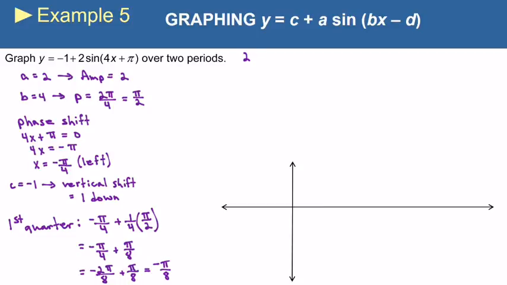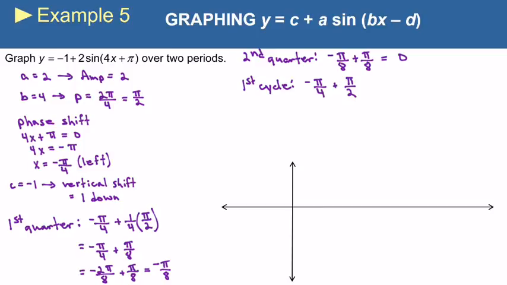That means we'll need to do the second quarter mark. So the first quarter mark plus another fourth of a period brings us to 0, and that means our second quarter mark is on the axis. That's good news. That means we don't have to calculate the rest of the quarter marks.